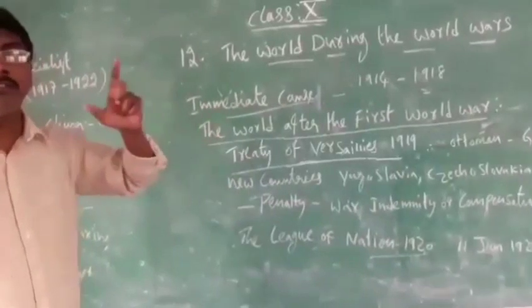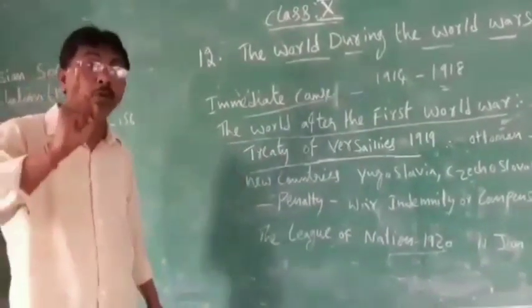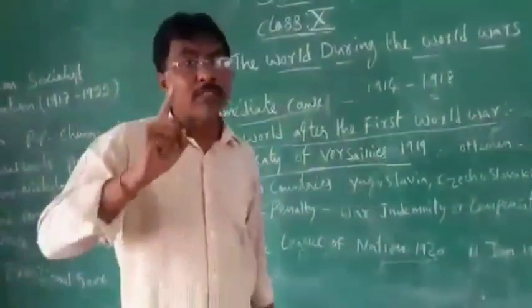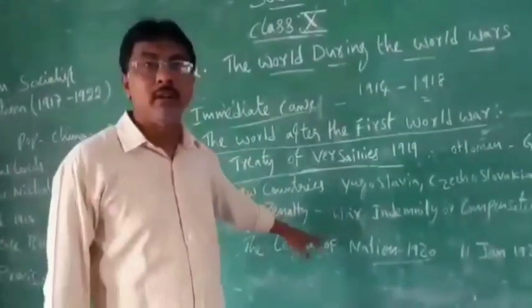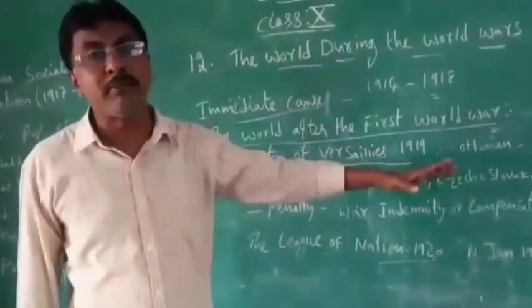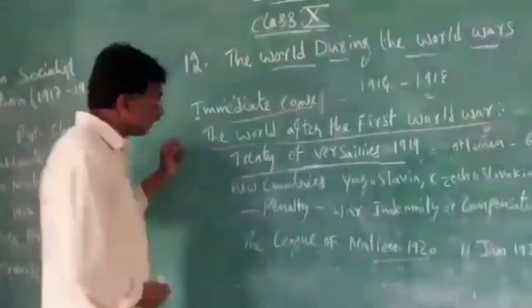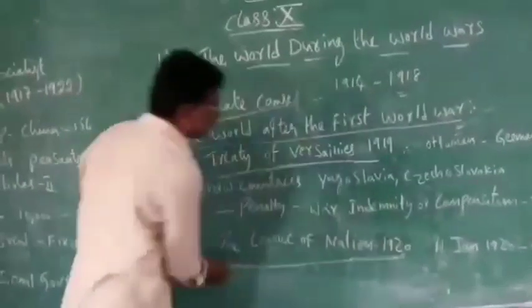And because of the Treaty of Versailles only, the Second World War happened. Keep in your mind, the Second World War happened because of this. Everybody gave punishment to Germany, so that's why, keep it in mind. And next one, the League of Nations, 1920.